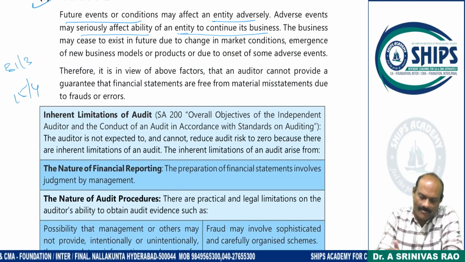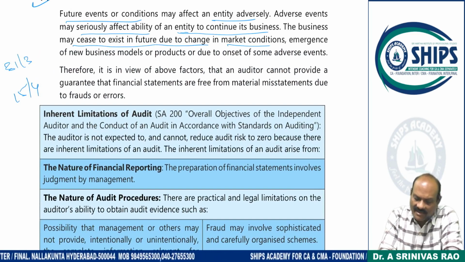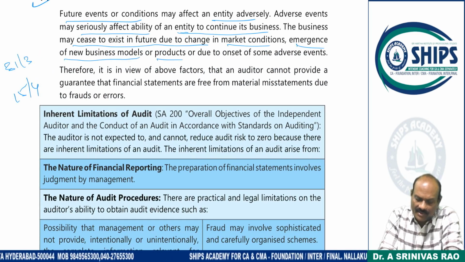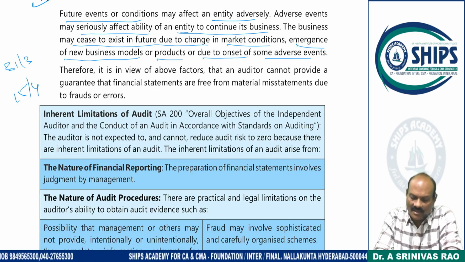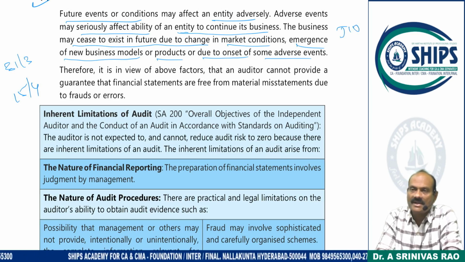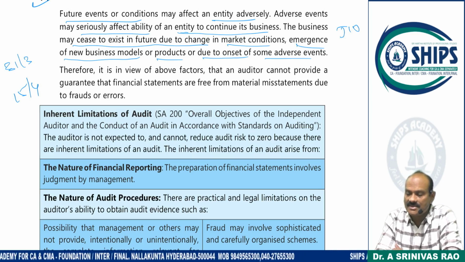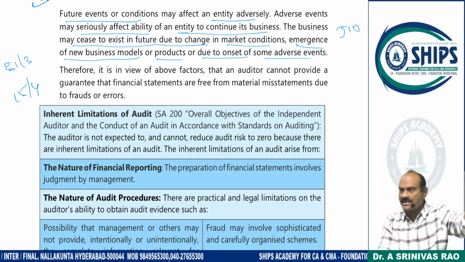The future events: the business may cease to exist in the future due to changes in market conditions, or the emergence of new business models or products, or due to one set of adverse events. For this you can refer to Jio also. Before Jio entered the market, Airtel dominated the market. Idea got a good market share. Vodafone got a good market share. But suddenly Jio entered the market and said free. By that time, whatever recommendation was given by the auditor for the last financial year was correct.